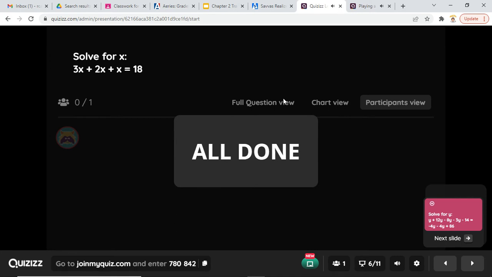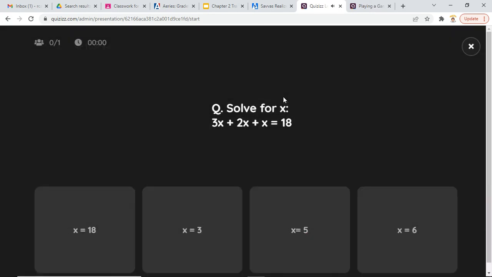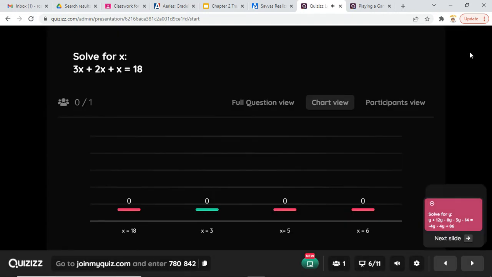All right, let's see how we did. If you were able to get x is equal to 3 here, you're absolutely correct. 3x plus 2x is 5x, plus another x is 6x. So we get 6x is equal to 18. And then when you divide by 6, you get x is equal to 3. So that should be your answer here. Let's go on to our next slide.